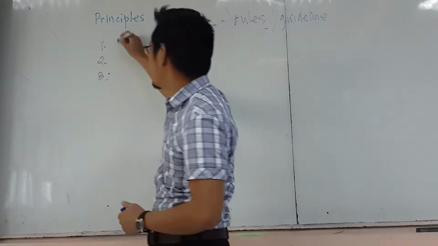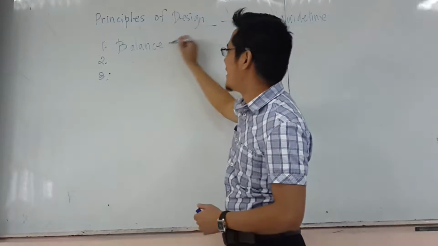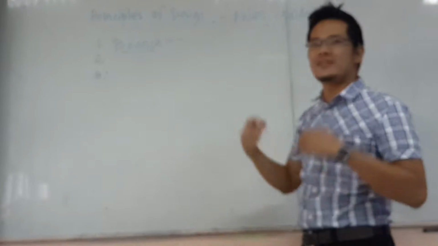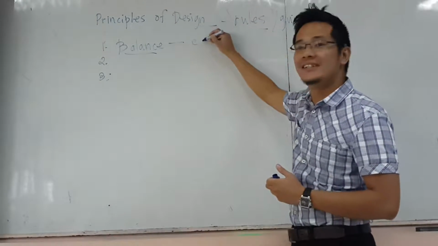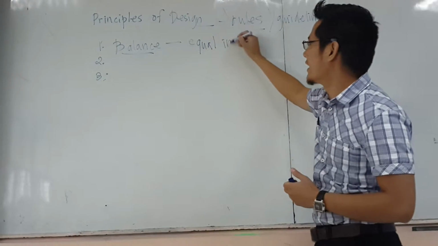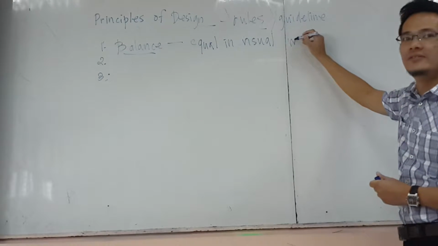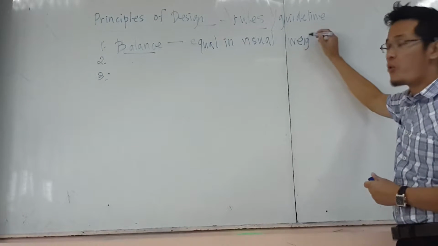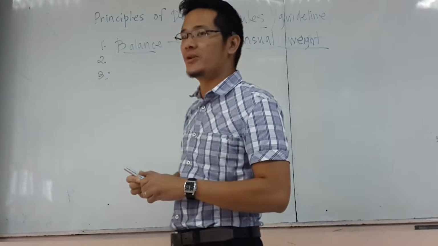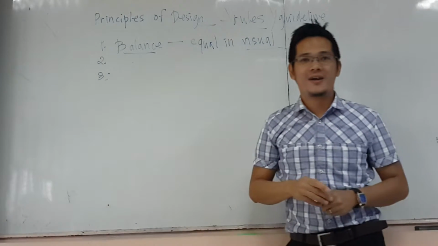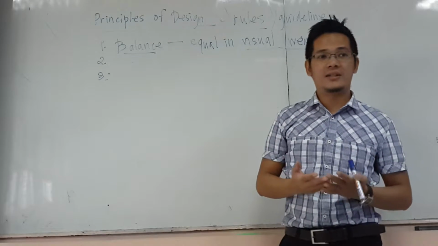Let's review. The first one is balance. When we say balance, what is the key word? Right, equal. So when we talk about equal in what? Visual weight. So there's physical weight, and there's visual weight. When you say visual weight, some things can look heavy, some things can look light.